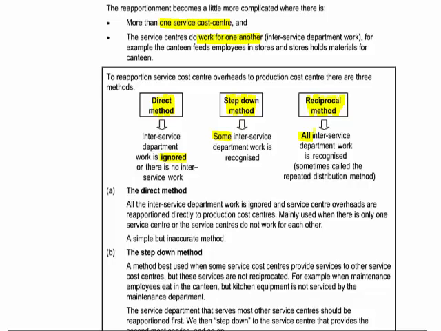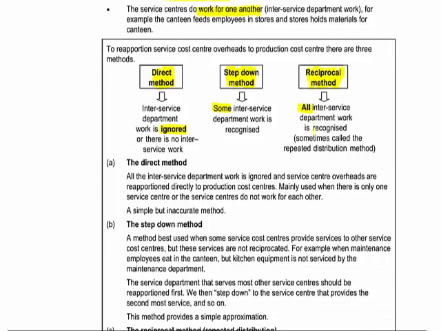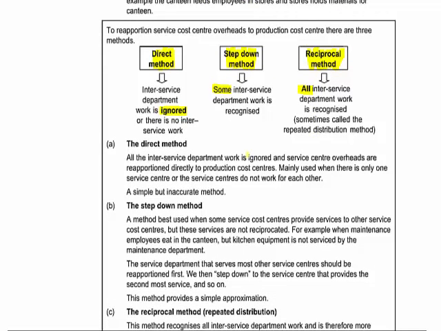So what we need to do now then is go through each of the different techniques, because they do end up with different answers because of the assumptions which have been made. With the direct method, we ignore it, and the service centre overheads only get apportioned once to production cost centres. It's a simple, however slightly inaccurate method, which is fine if there is only one service centre or they don't do work for one another.